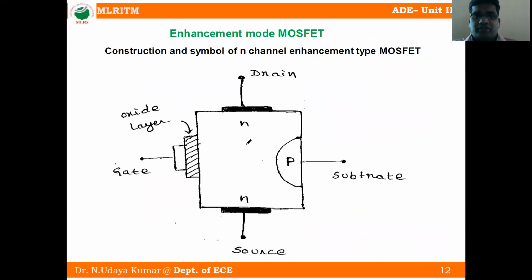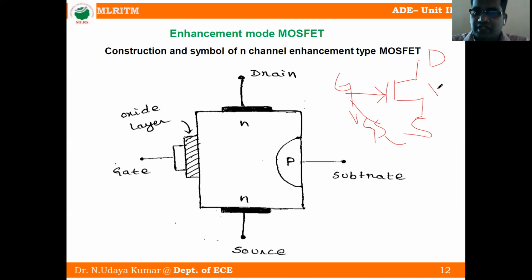This is the construction and symbol of the N-channel enhancement MOSFET. We know that FET is a three-terminal device. This is the symbol of FET. The first terminal is the gate terminal, this terminal is the drain terminal, and this terminal is the source terminal. The voltage across gate and source is VGS, and the voltage across drain and source is VDS. So this is the N-channel FET symbol.